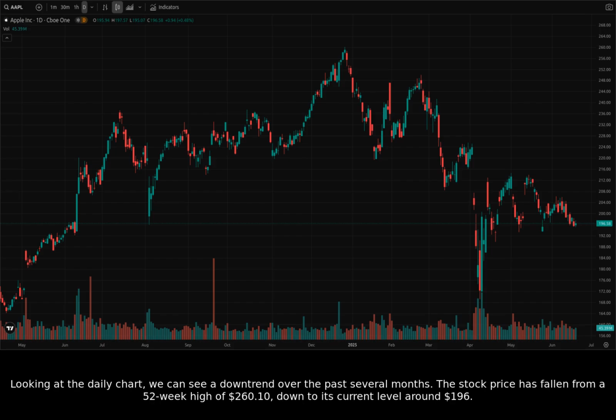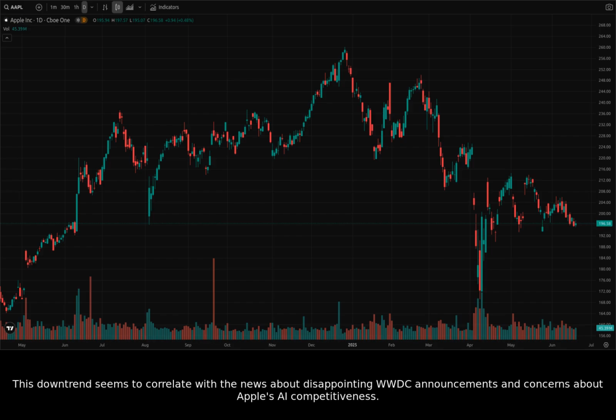Looking at the daily chart, we can see a downtrend over the past several months. The stock price has fallen from a 52-week high of $260.10 down to its current level around $196. This downtrend seems to correlate with the news about disappointing WWDC announcements and concerns about Apple's AI competitiveness.